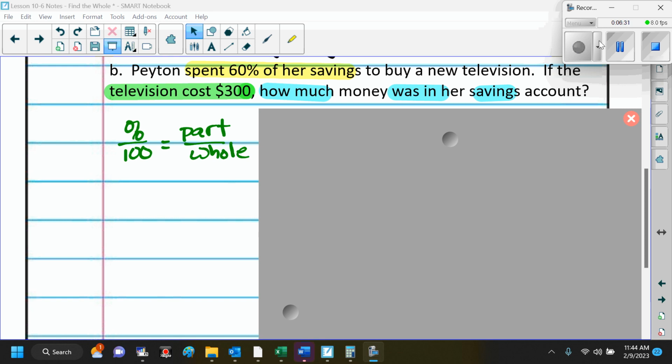So the obvious part here is the percent, right? So we're going to put the 60 over 100. Very good. Now, we need to figure out, with the green highlights, which one is the part and which one is the whole. What do you think? So here, the part is the amount that she's taking out of her savings account to spend on the television, right? And the whole is the entire amount that she has in her savings account. Is everybody clear?